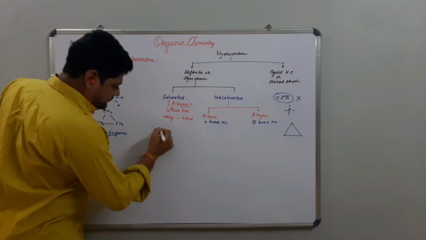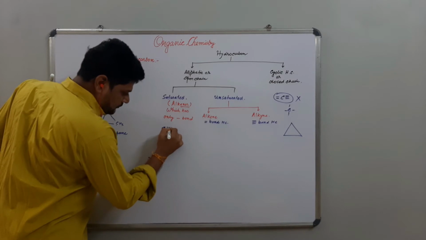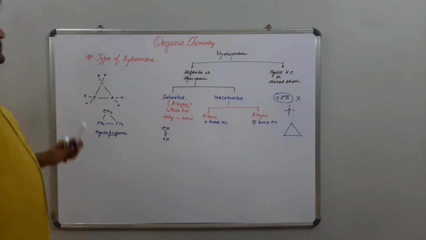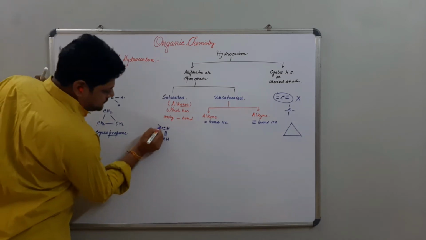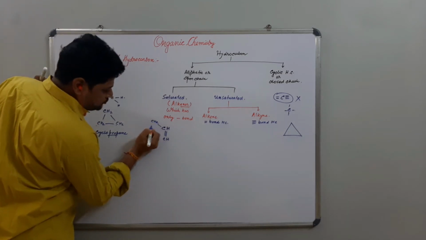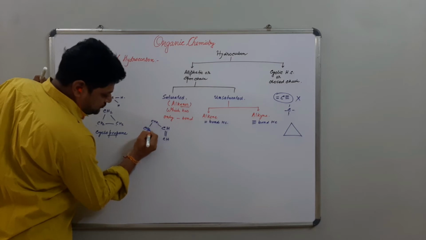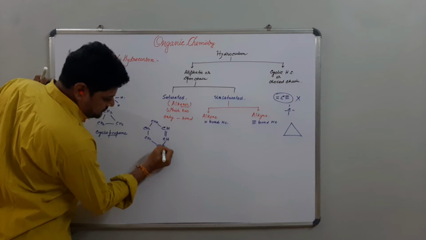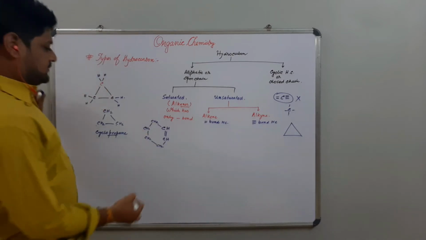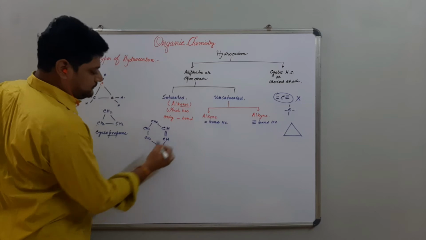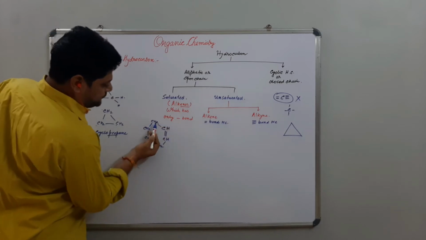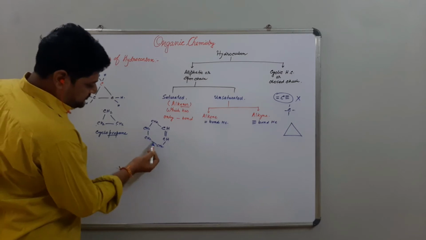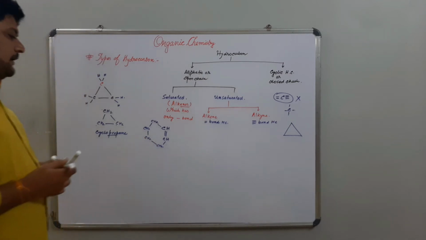Now if we take one example which has a double bond associated with it, so it is CH2, CH2, CH2, CH2, CH. Here you can consider 1, 2, 3, 4, here 2, 3, 4, here 2, 3, 4, here 2, 3, 4, so all are satisfied.